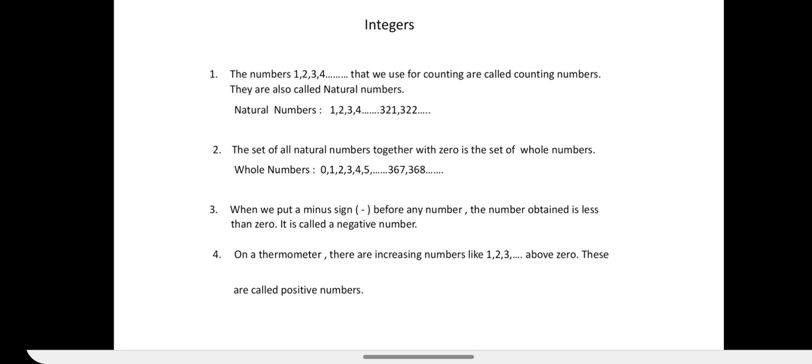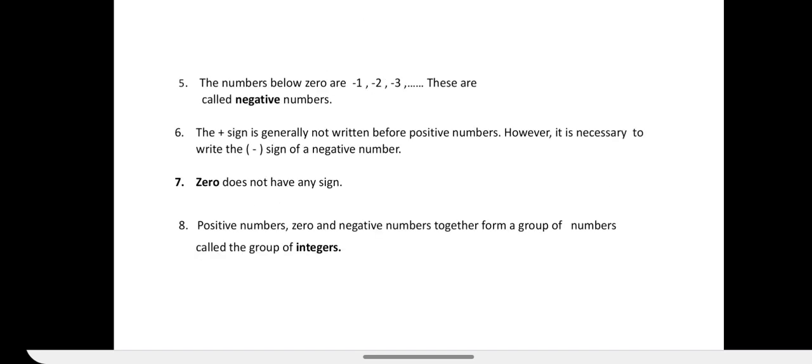Point number 4. On a thermometer, there are increasing numbers like 1, 2, 3, above 0. These are called positive numbers. Point number 5. The numbers below 0 are -1, -2, -3 and so on. These are called negative numbers.